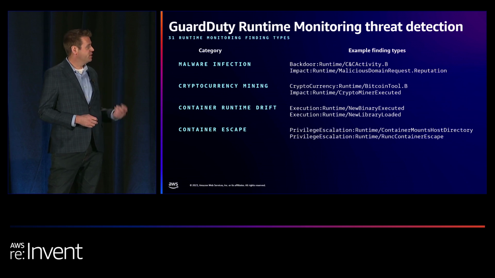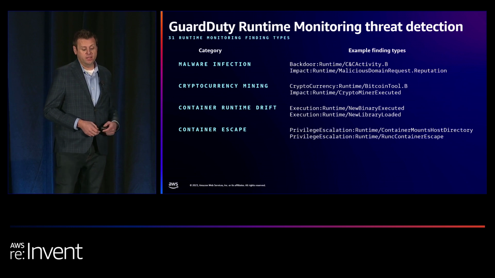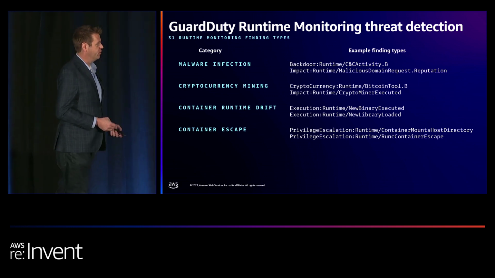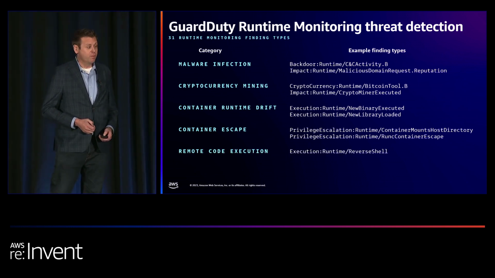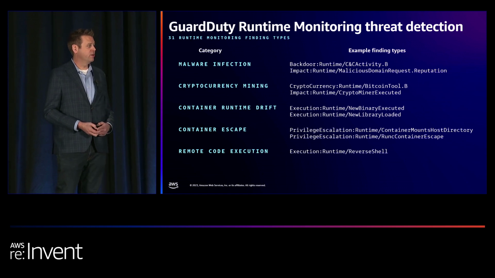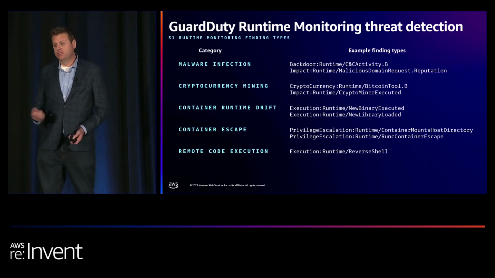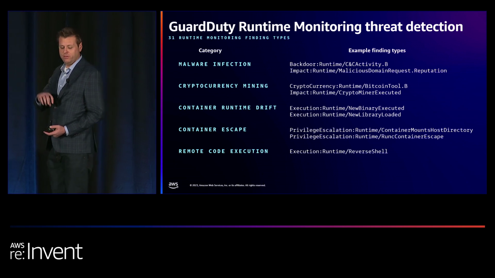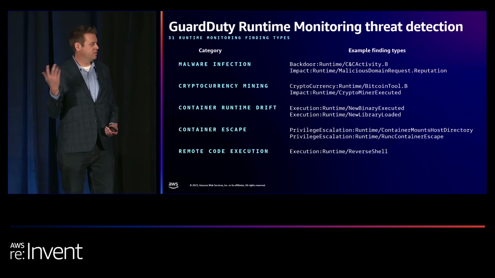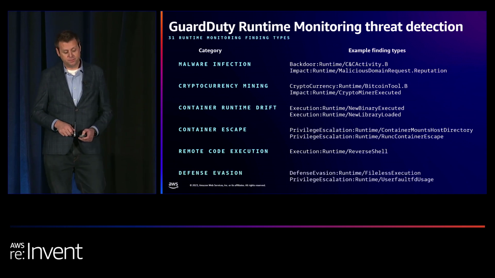We also have some very specific detections for identifying container escapes. So things like mounting a host directory or using a runC vulnerability. Remote code execution, so things looking for reverse shells, which could be an indication that someone has found a vulnerability and they're using that to execute a reverse shell and get an actual shell on the box remotely.